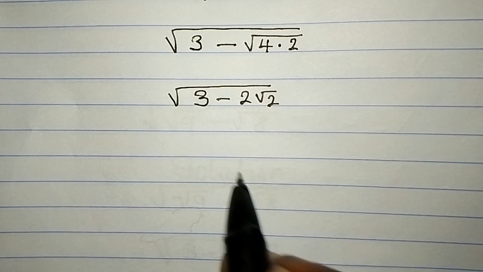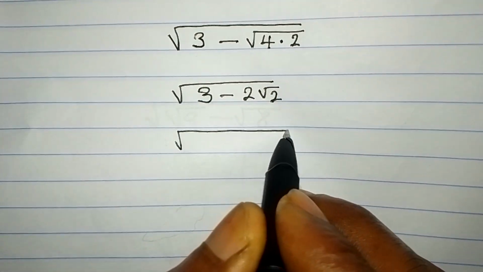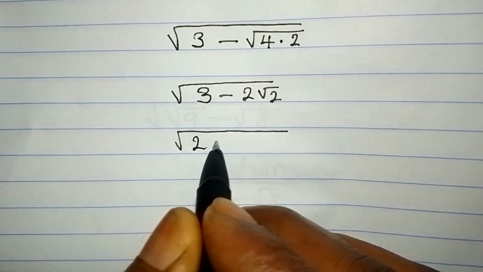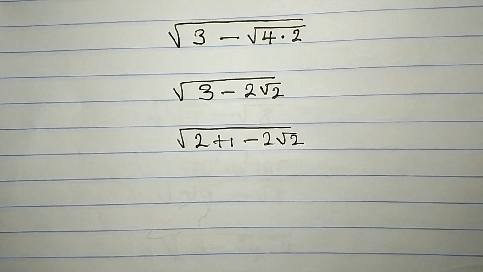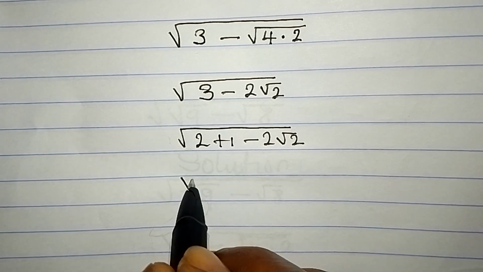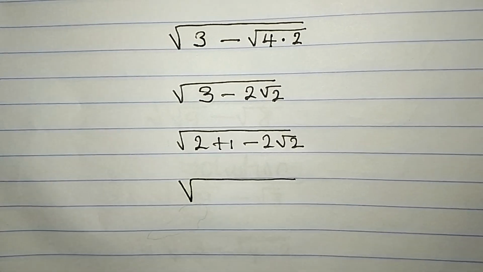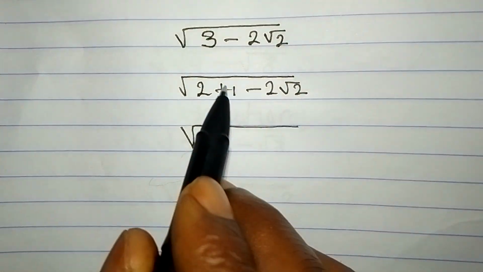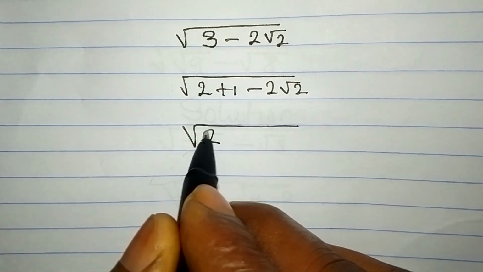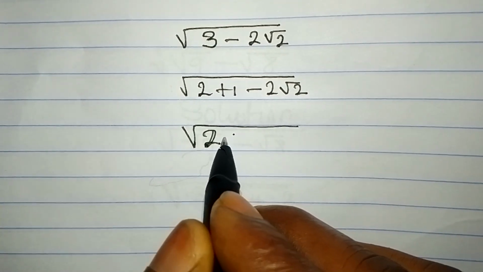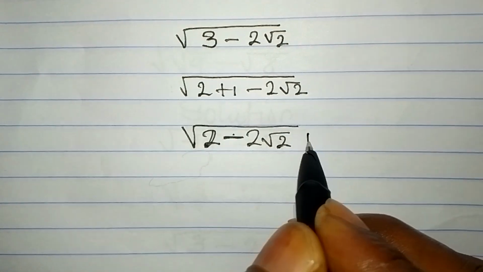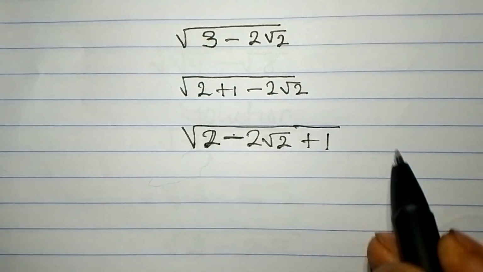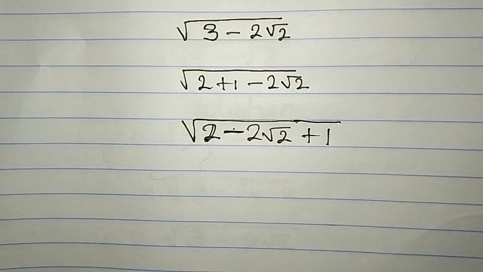Now, this is what we're going to do. We're going to break 3 into 2 plus 1, then minus 2 root 2. Now, to continue with this, we can equally separate what we have here. I'll write 2 first, then minus 2 root 2, then I have plus 1. Everything is under the square root sign.